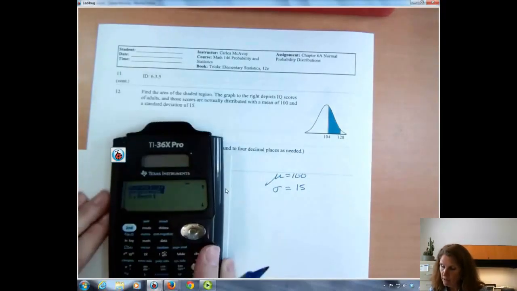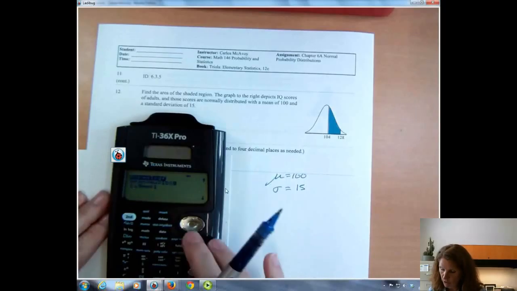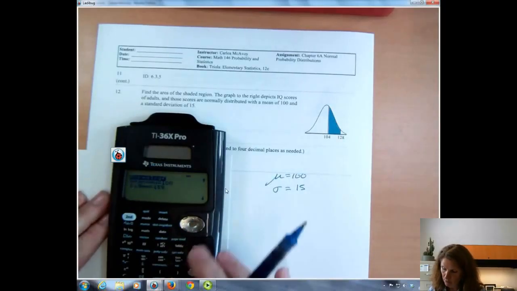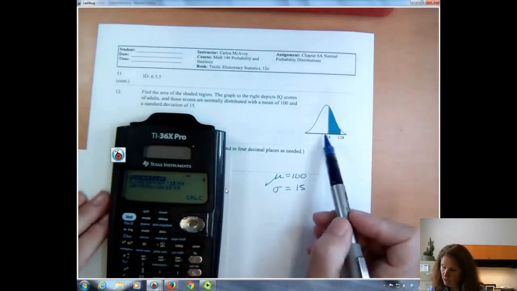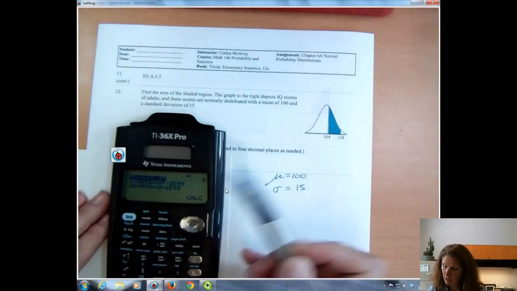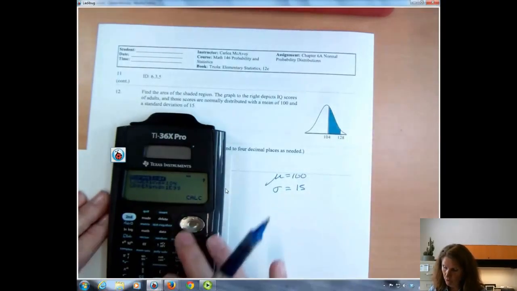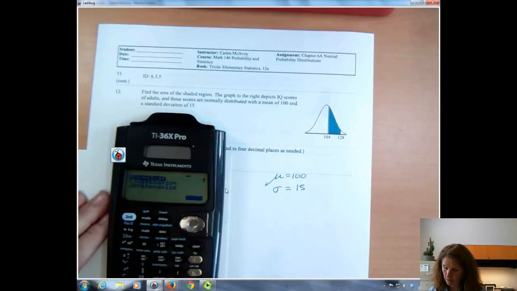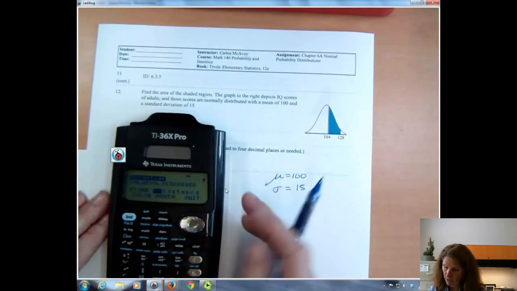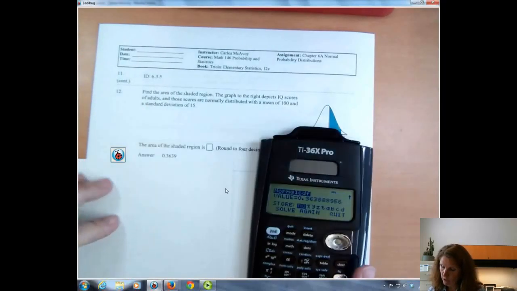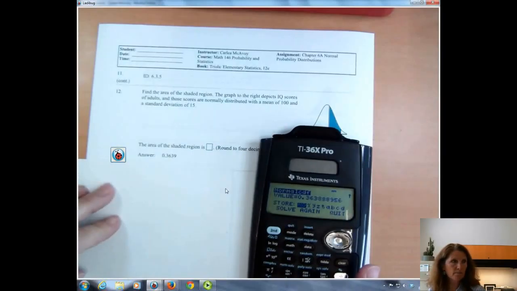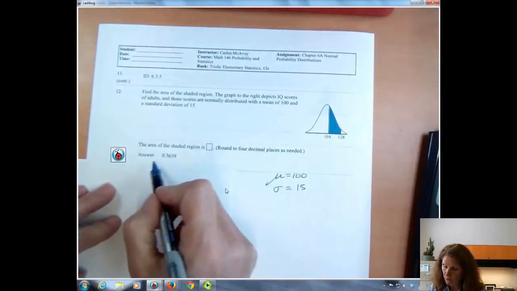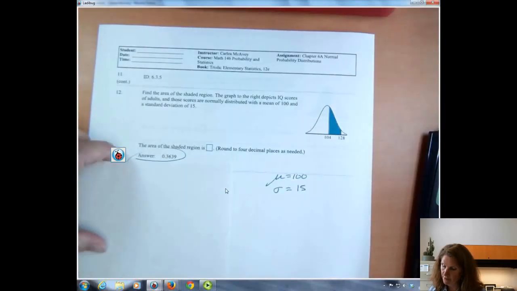But anyway, this one has 100 as the mean, and the sigma is 15. And the area is not between infinity and negative infinity. It's between 104 and 128. And when I calculate that for an area, I get 0.3639. Okay, so there that is.